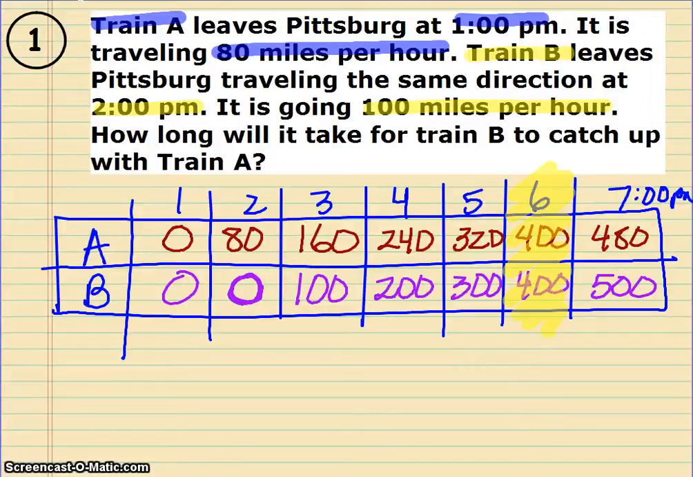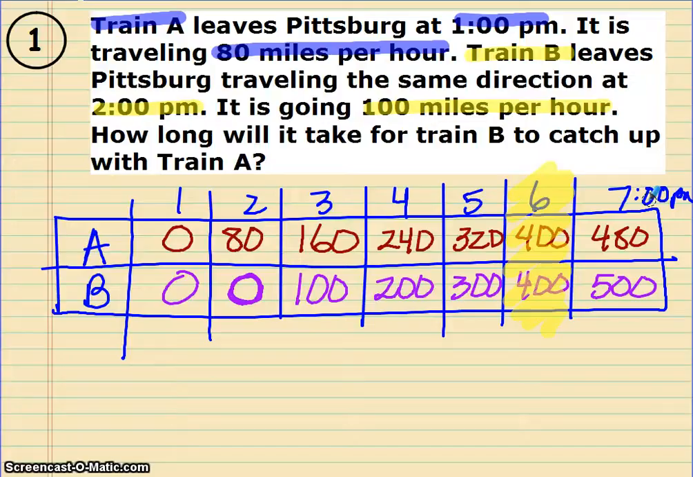Because there are 3 valid answers. 6 o'clock is a valid answer. 5 is a valid answer, and 4 is a valid answer, depending on the question. Why? What if the question said, what time did Train B catch up to Train A? What is the answer? 6 o'clock, which is why I drew this with this delay in it. And I used hour of the day in case the question asked me, what time was it when they met? Because it could ask me that. It didn't, but it could.